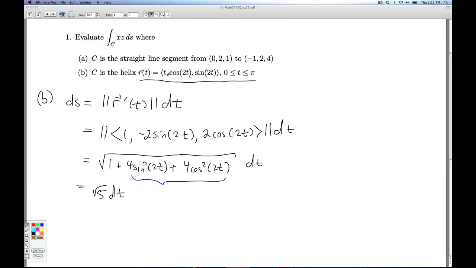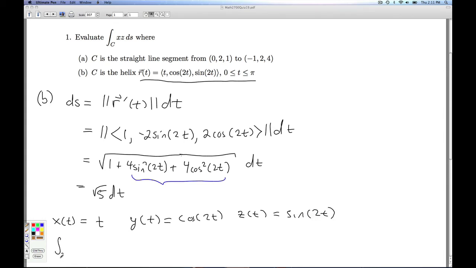Now, on this curve, x is given by x of t equals t. Y of t on this curve is cosine of 2t. And z of t on this curve is sine of 2t.